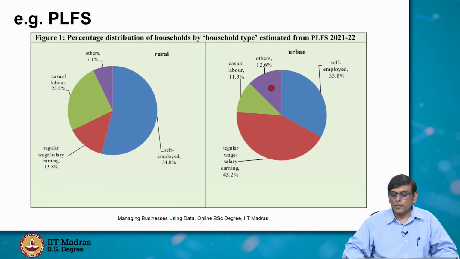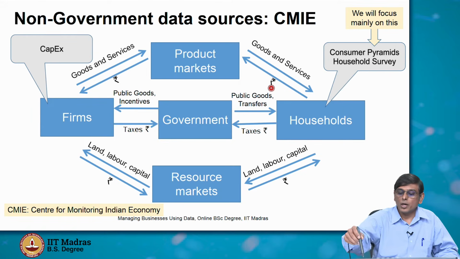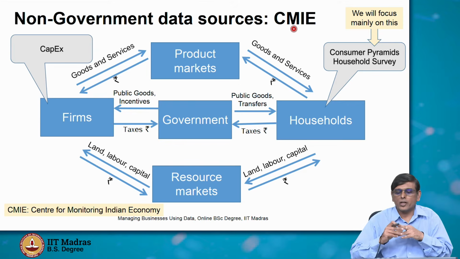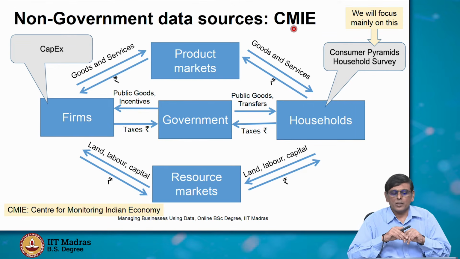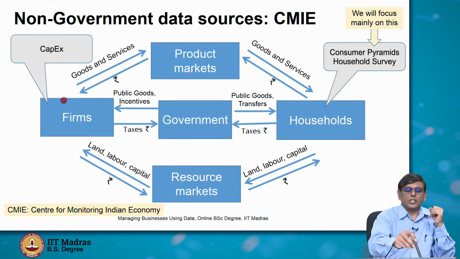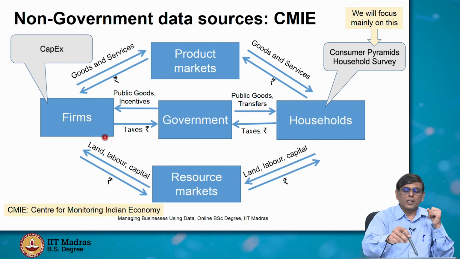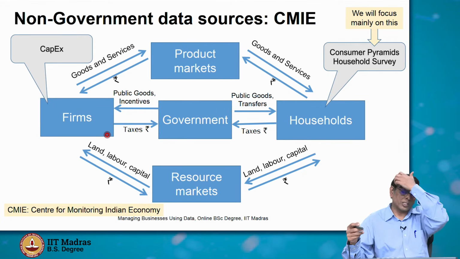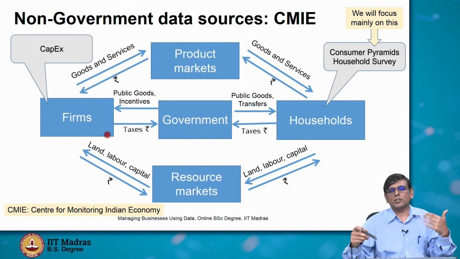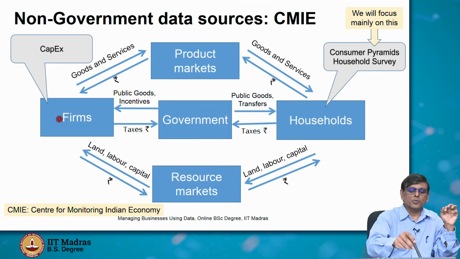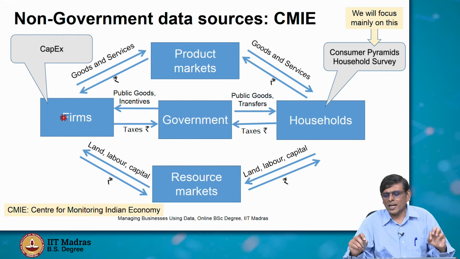Okay, so let me move on now to the non-government data sources. Now, there are many places from where you can get non-government data sources. One of them is, for example, an index called Purchasing Managers Index, which basically gives you sentiment analysis. What are firms doing in terms of buying? Are they going to buy or not buy? That kind of decision. If it shows some number above 50, it means that firms are optimistic about the future. If it shows a number below 50, it means firms are pessimistic about the future. But we are not discussing that right now.